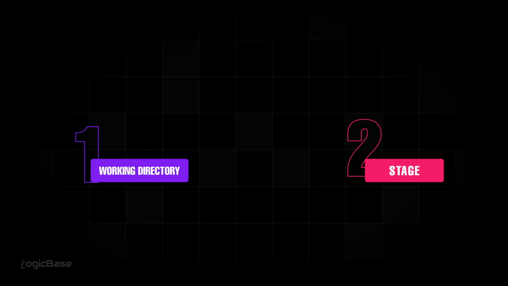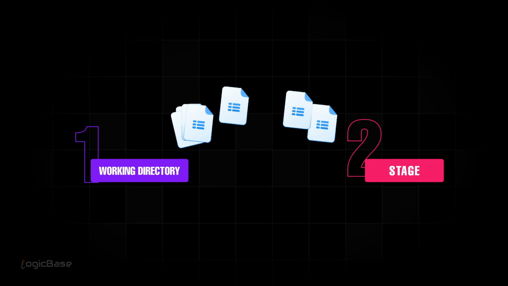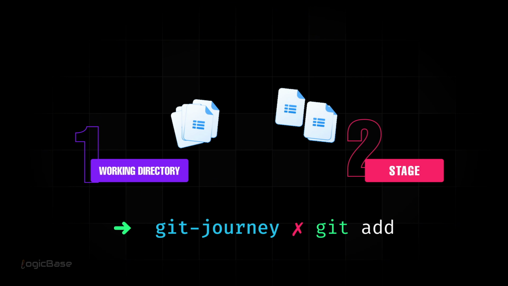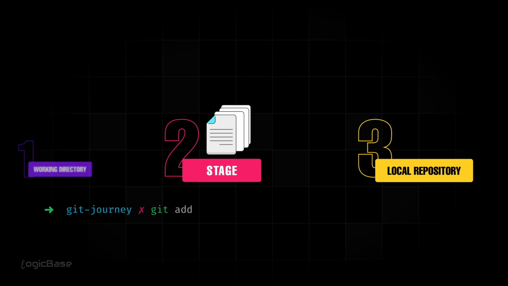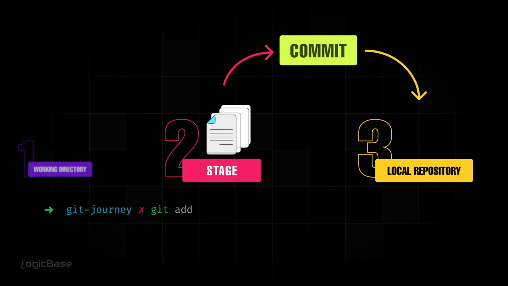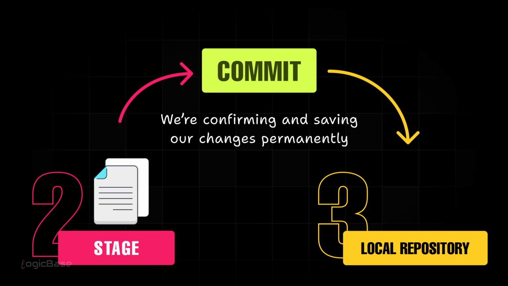So far, we have learned how to move changes from the working directory to the staging area using the git add command. Now, let's see how we can save those changes from the staging area to the local repository. In Git's language, this is called a commit. It means we are confirming and saving our changes permanently.